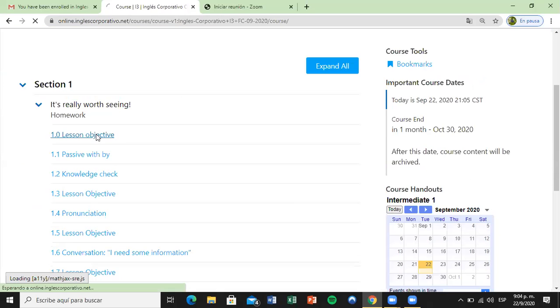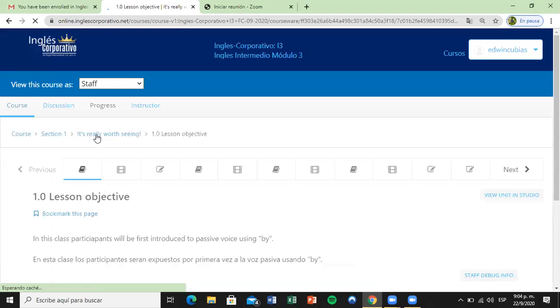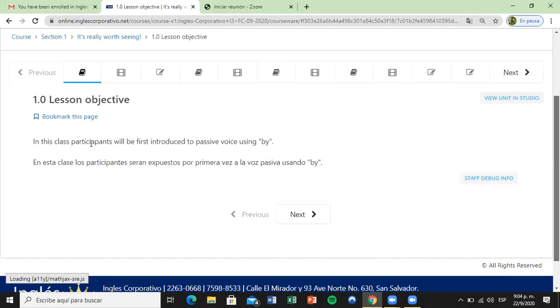Okay, perfect. So what are going to be our lessons, or the objectives? Every time we begin a class or begin part of a lesson, it tells us the lesson objective. It tells us in English and it tells us in Spanish. For example, in this class, we're going to learn the passive voice using by. Okay, we're going to learn the passive voice using by.